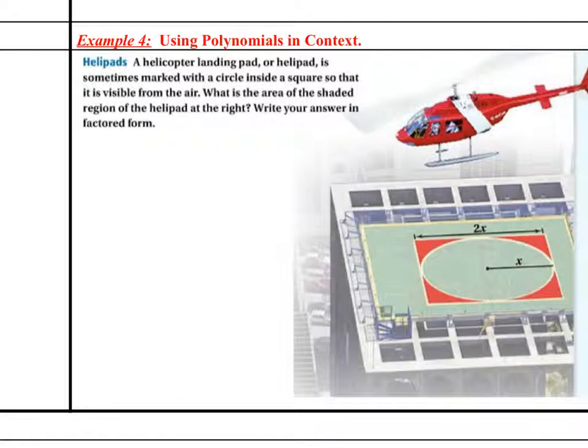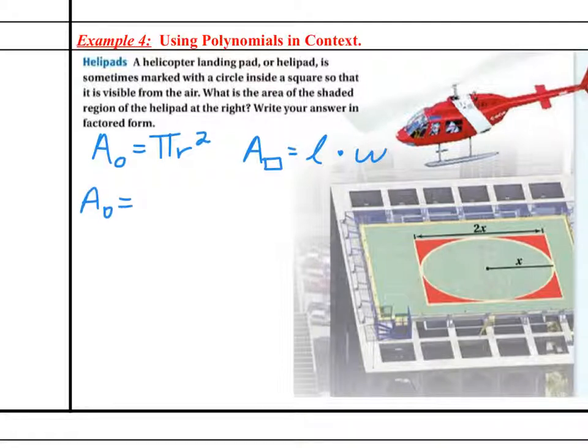Okay, if you forgot, the area of a circle is pi r squared. Pi times the radius squared. What's the area of a rectangle or a square? Length times width. Okay. So your area of the circle, your radius, is from the center to the outside. So our radius is x. So my area of the circle is pi x squared.